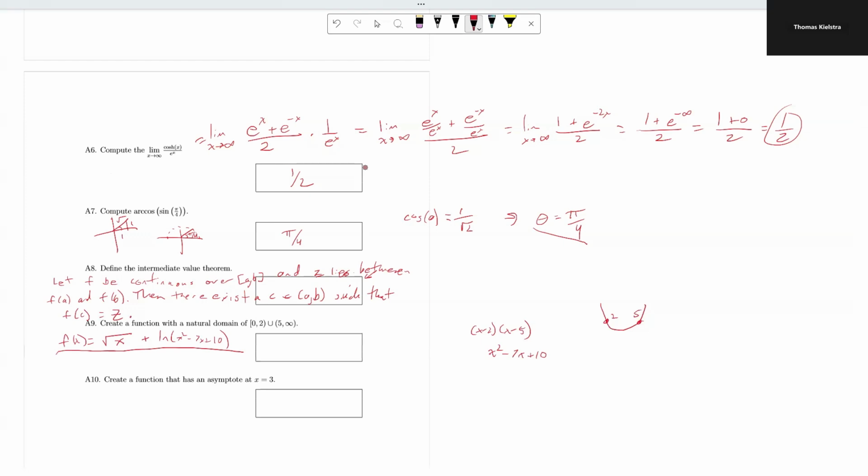And now here, create a function that has an asymptote at x equals 3. f of x equals 1 over x minus 3. Boom, we have an asymptote.